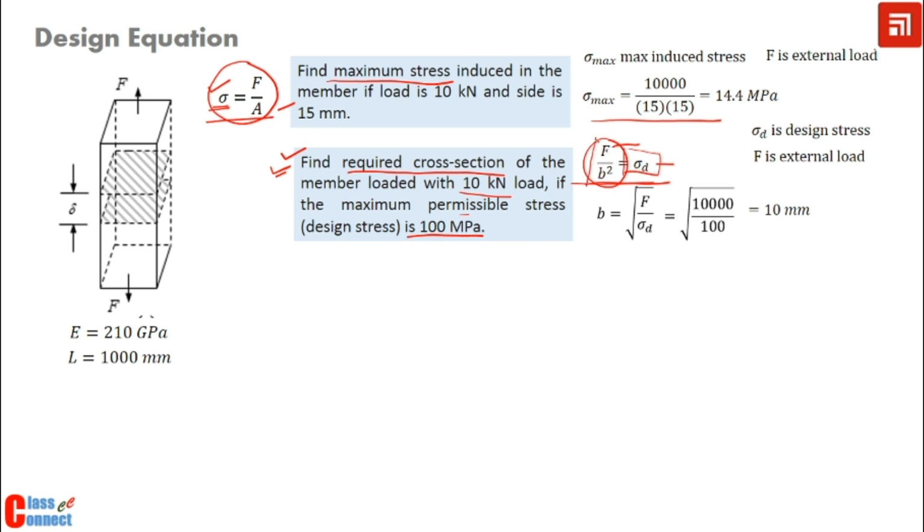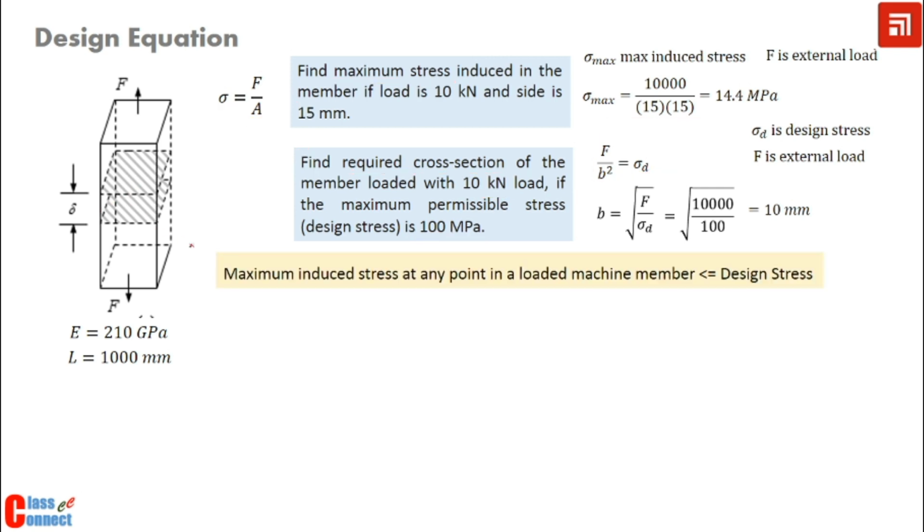So in a design type of problem, we have to use this form of our basic stress analysis equation, where the left hand side is the maximum value of stress, induced stress, and the right hand side is the allowable value of stress, permissible value of stress, limiting value of stress, or design stress. So it means that we can write our design equation in this form. On the left hand side, it is the maximum induced stress at any point, so this point we have to identify in a loaded machine member, and it should be less than or equal to the design stress. And for optimum use, we have to convert this inequality symbol to the equal symbol.